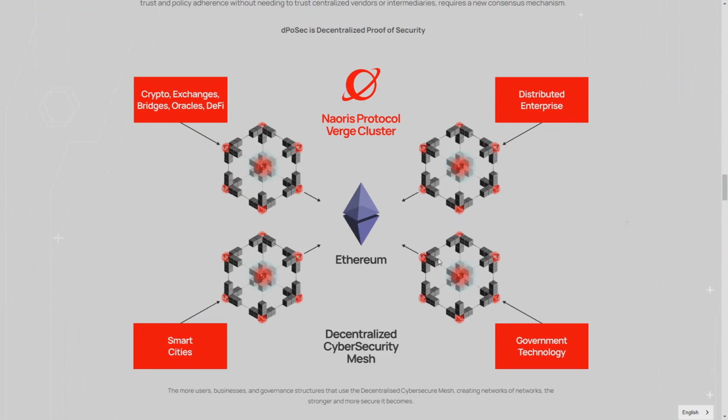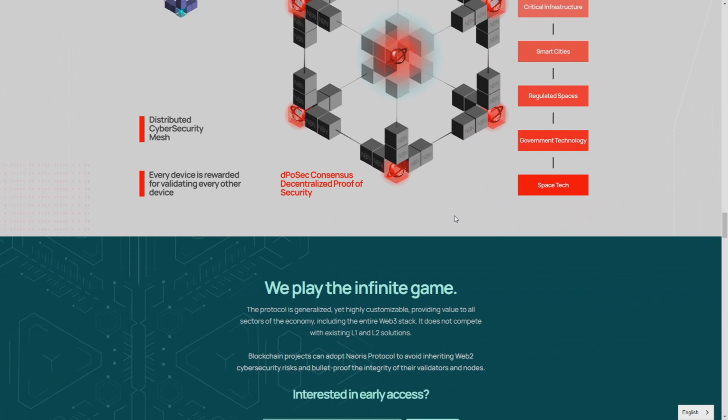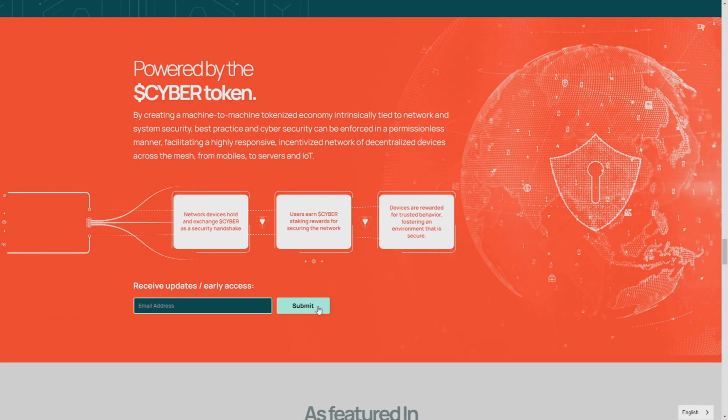Here we also have the whole operation, how Naoris can protect your data through every device. As you can see, DPoSec is decentralized proof of security, and everything is explained with images, so everyone can understand it. It's very simple. The node to the cyber token will also be explained right here, and also the white paper to introduce you to the team. Powered by the cyber token, network devices hold and exchange cyber as a security handshake. Users earn cyber staking rewards for securing the network, and devices are rewarded for trusted behavior, fostering an environment that is secure.